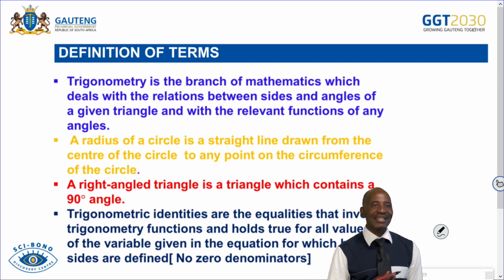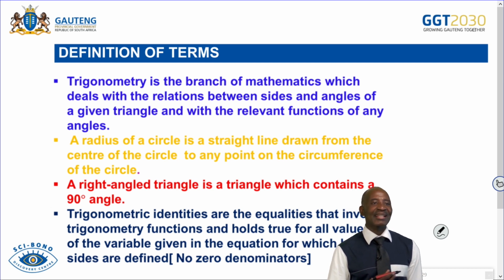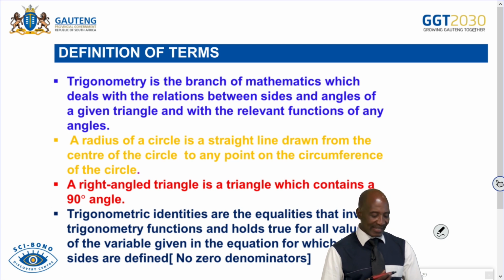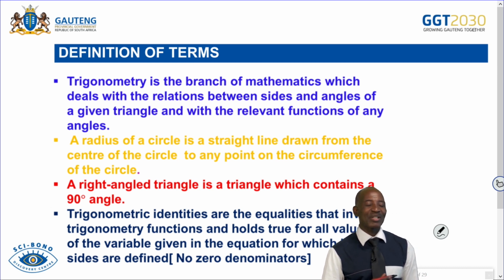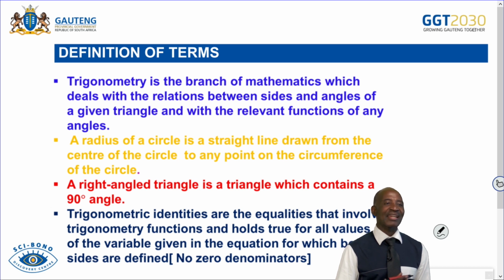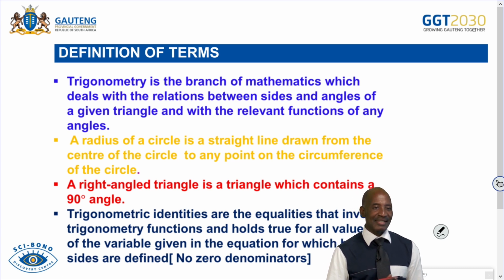A radius of a circle is a straight line drawn from the center of the circle to any point on the circumference of the circle. A right angle triangle is a triangle which contains a 90-degree angle. This 90-degree angle is going to be the biggest of all 3. The moment one corner becomes 90, the other 2 angles will become complementary angles, meaning they must build the other 90, so that the sum of the interior angles of that triangle gives us 180 degrees.